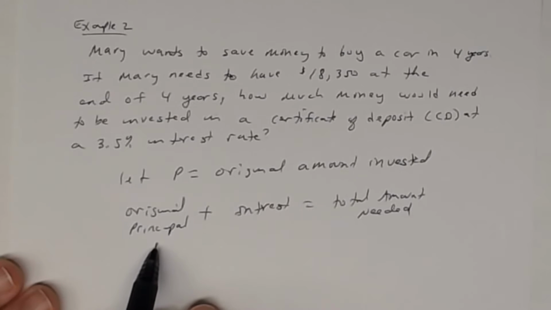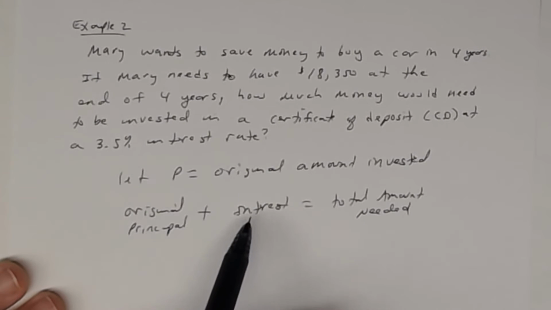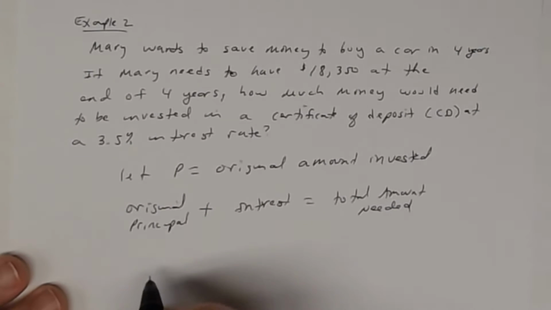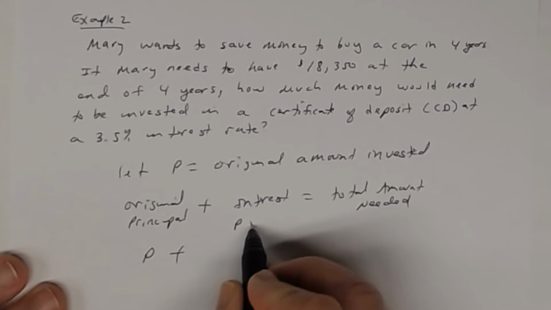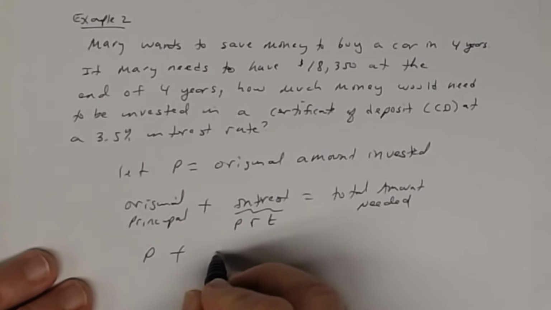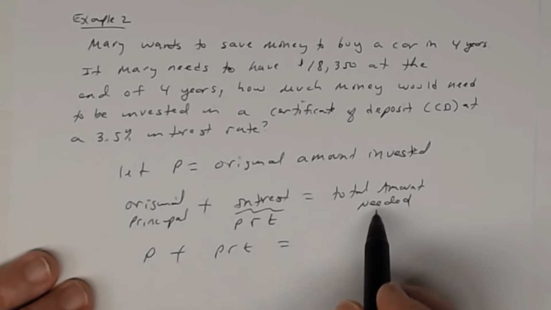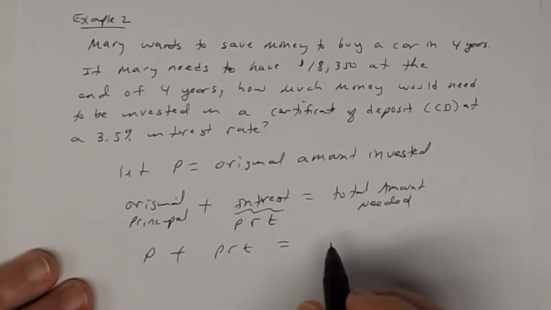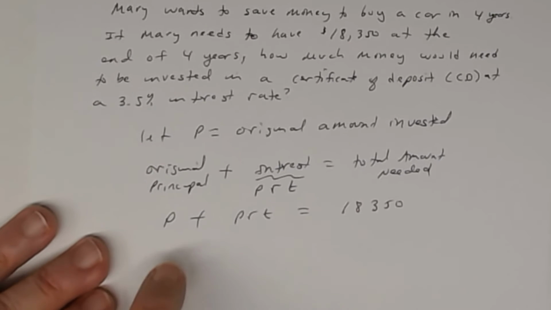So the original principal, I don't know what that is. That's what I'm trying to find. So I'm going to call that P right here. So P plus, and remember, interest is principal times rate times time, right? That's interest. Principal times rate times time. So plus PRT equals the total amount needed, which is $18,350.